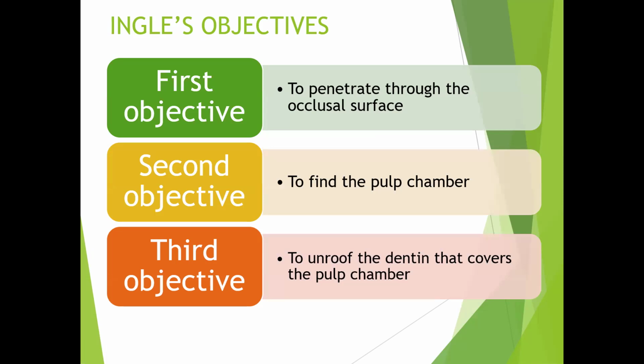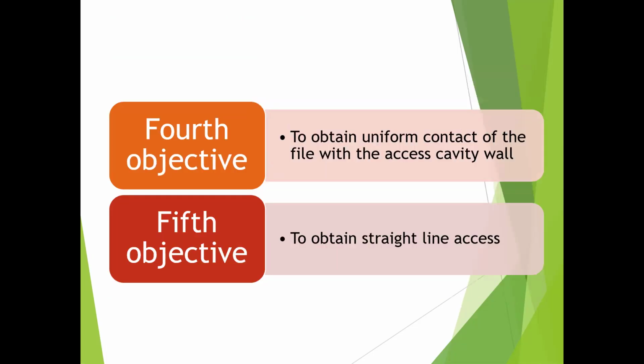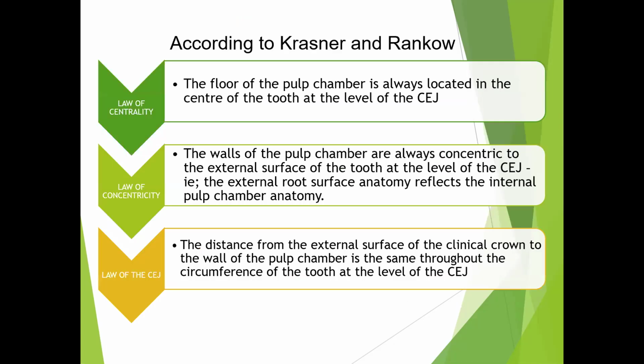Ingle's objectives, we have five of them. To penetrate through the occlusal surface. The second objective is to find the pulp chamber. Third is to unroof the dentin that covers the pulp chamber. Fourth, you have to obtain uniform contact of the file with the access cavity wall. Fifth, to obtain straight line access.